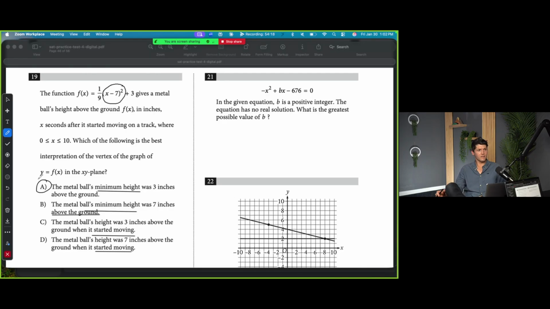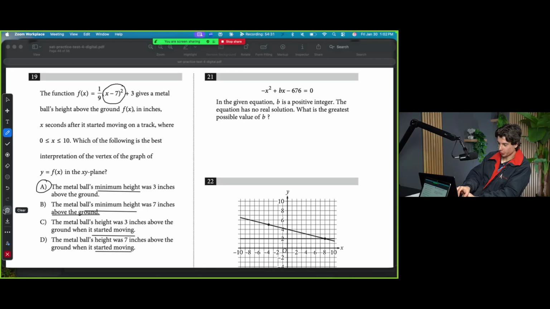Cool. So you can see how, like you said, there's so much information here, but if you move in small stages, then you're able to work your way up to what ends up being the right answer. So, cool, man. What's the next one you want to look at? 21. All right. Sweet.